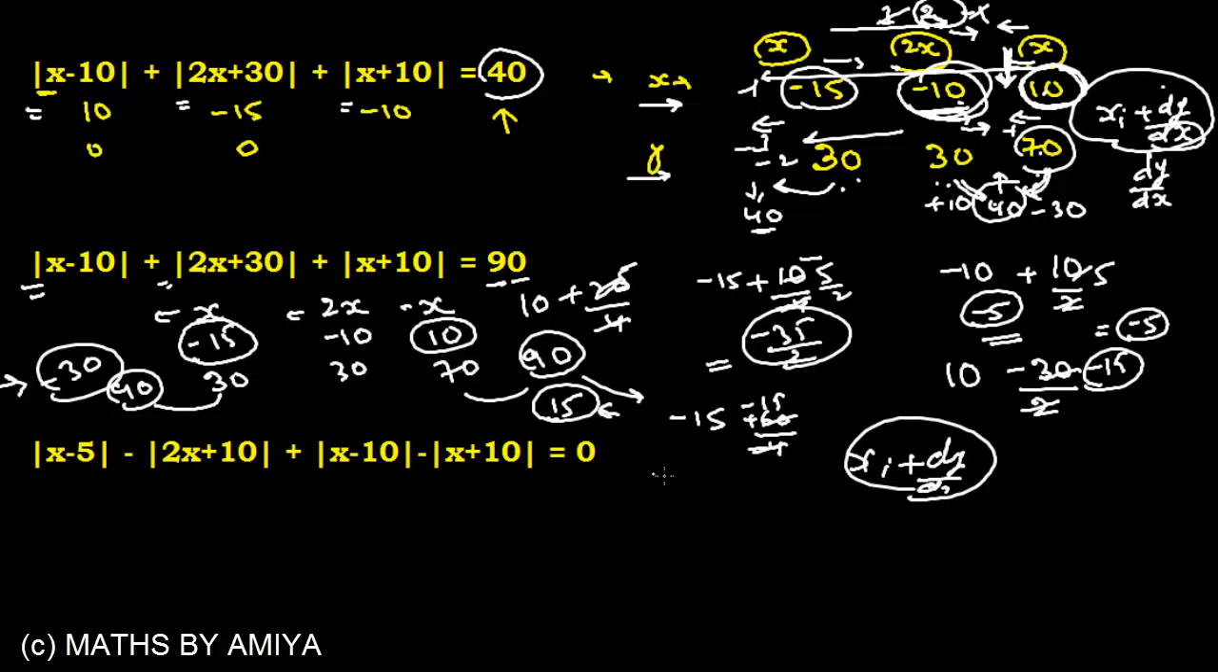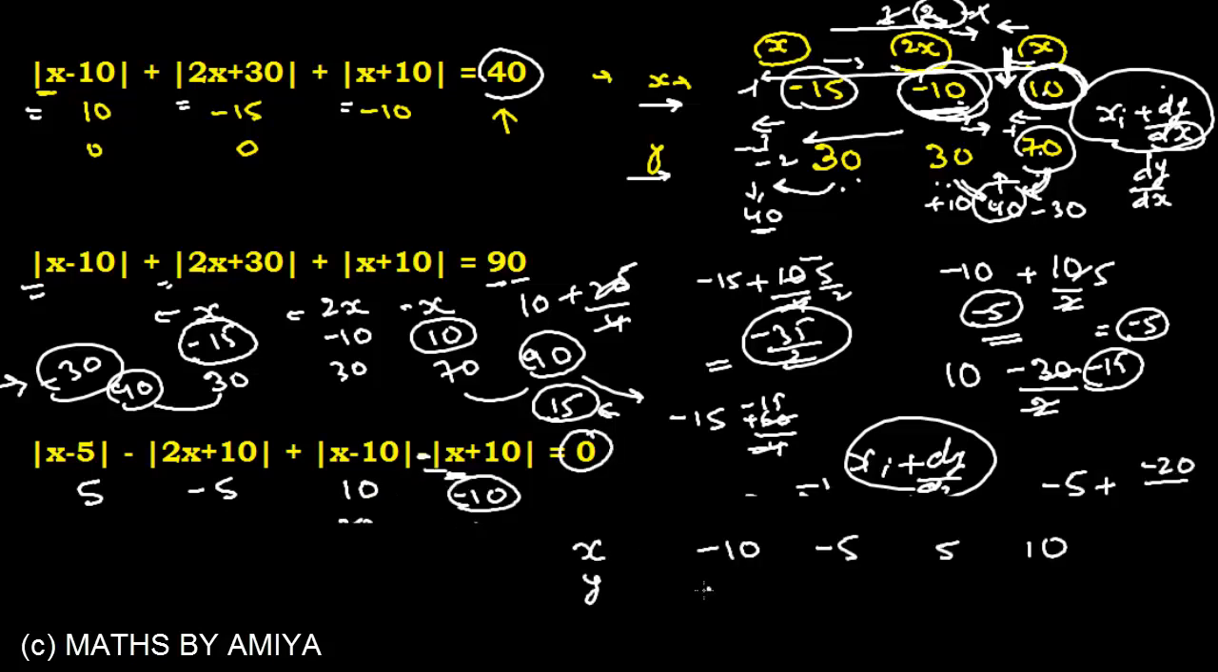Okay, now solve this question. First of all, get the values of x. X is what? Is 5. Here x is what? Minus 5. Here x is what? 10. Here is the minus 10. What is the smallest value of this one? Is the minus 10. And we'll get the value of 25, 20, minus 30 and minus 45.